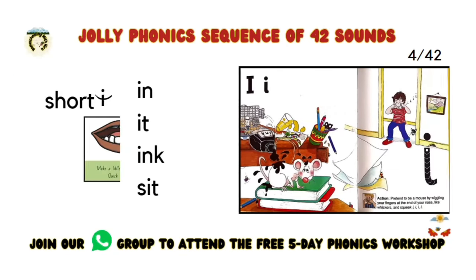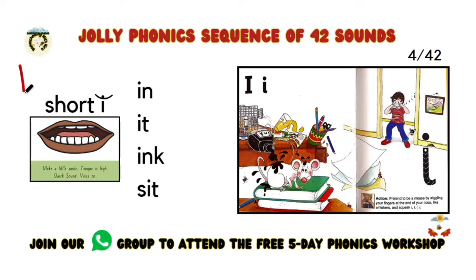Next is i. I is the short sound of letter I and it says i, i, i. Make a little smile, tongue is high, and a quick voice sound. When I say voiced sound, it means that you need to move your throat, or your sound box. In English, we also have some sounds that are not voiced. To say those sounds, we don't use our sound box, like s, like p, like k. So all the vowels are voiced. You need to use your sound box when you are saying them. This sound is i, i, i.